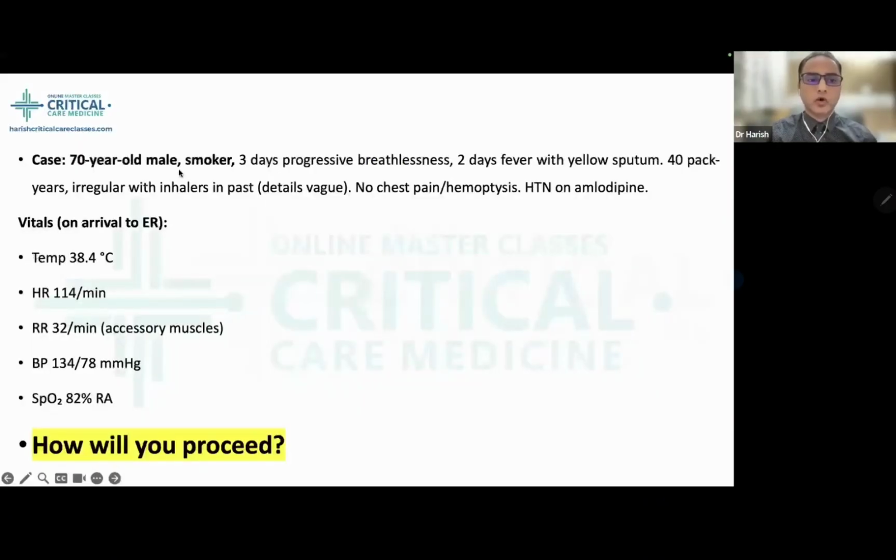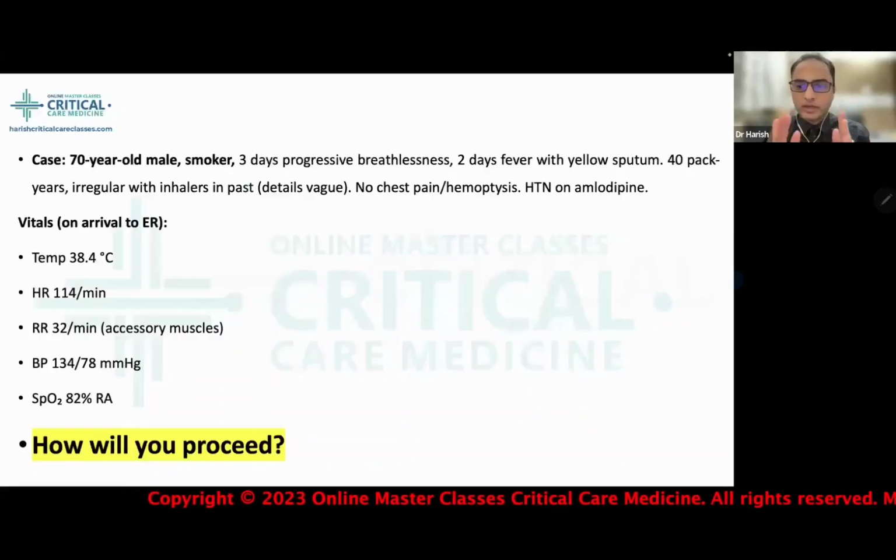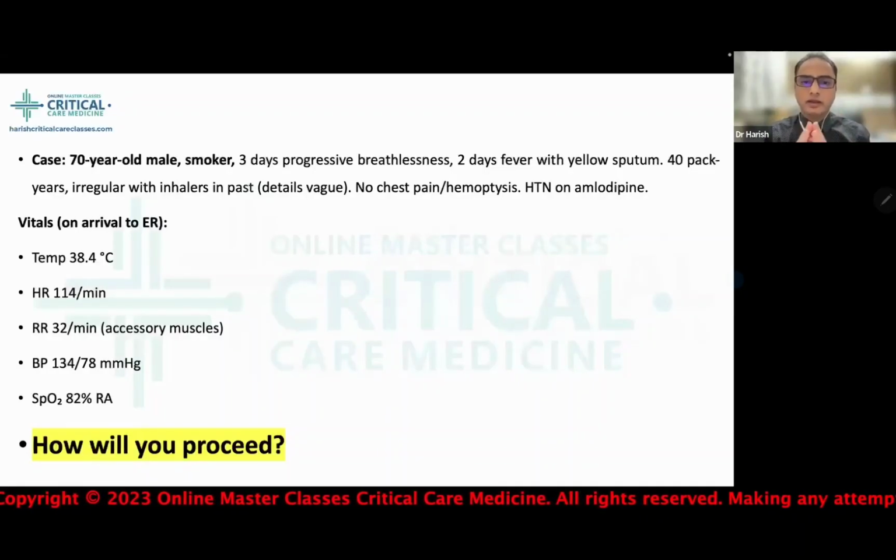So, a 70-year-old male smoker, 3 days history of progressive breathlessness and 2 days history of fever with yellowish sputum. He also had a history of 40 pack years of smoking. He was irregular with his inhaler therapy in the past, and the details are very vague. No history of chest pain or hemoptysis. He was a diagnosed case of hypertension on amlodipine.